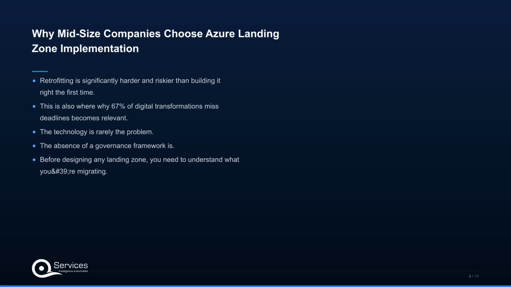Let's talk about, next up, why mid-sized companies choose Azure Landing Zone implementation. Mid-sized companies face a specific challenge: they're too large to be informal about cloud governance, but too resource-constrained to build the same infrastructure a Fortune 500 company would. Azure Landing Zone implementation fills that gap by giving a 200-person company the same governance guardrails a 10,000-person enterprise has, at a fraction of the cost.